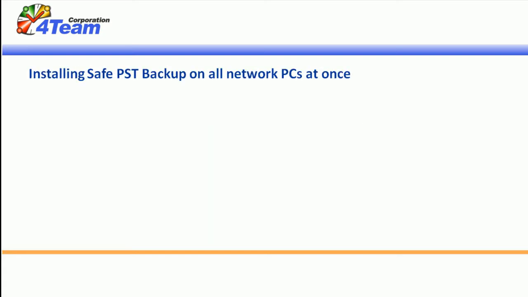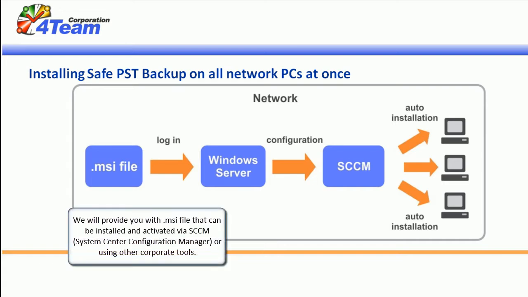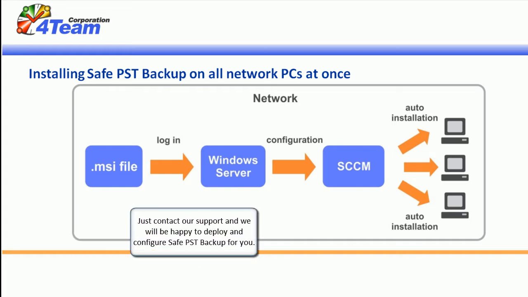Installing Safe PST backup on all network PCs at once. You can install Safe PST backup on all your network computers using the standard Windows Server feature. We will provide you with an MSI file that can be installed and activated via SCCM, System Center Configuration Manager, or using other corporate tools. Just contact our support and we will be happy to deploy and configure Safe PST backup for you.